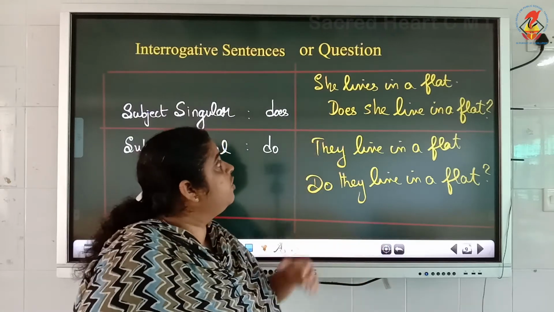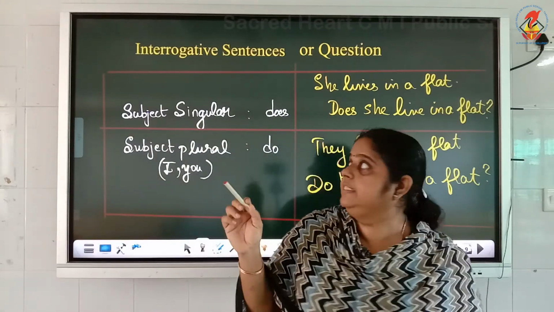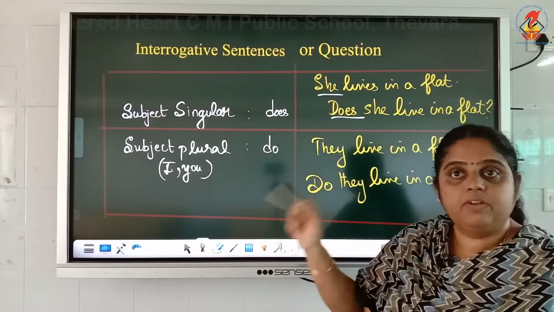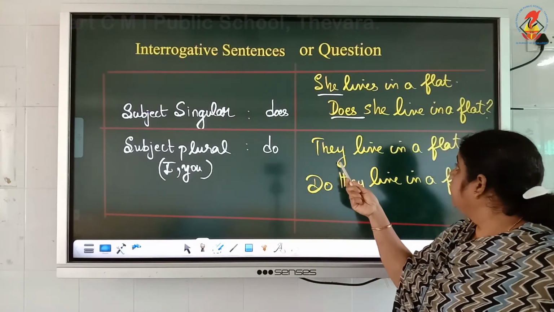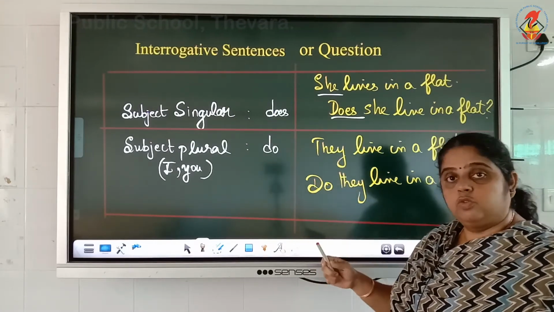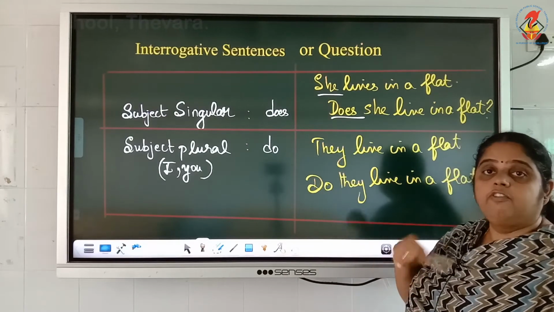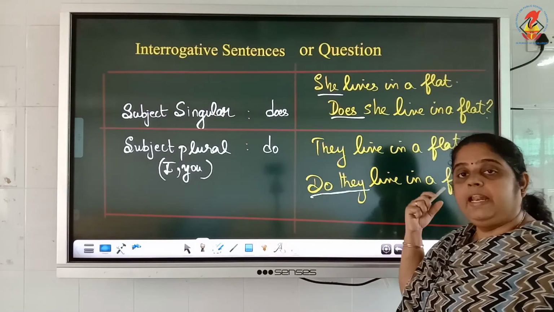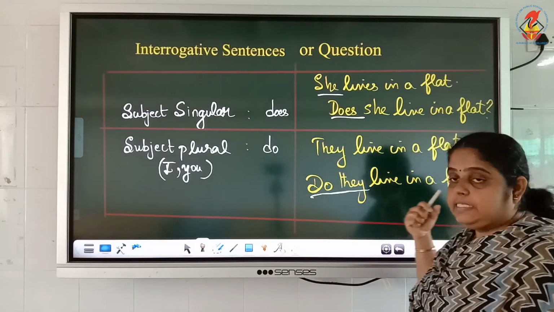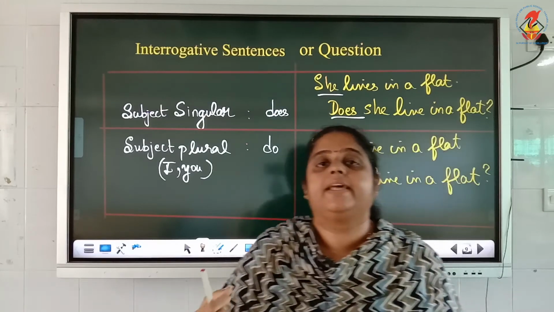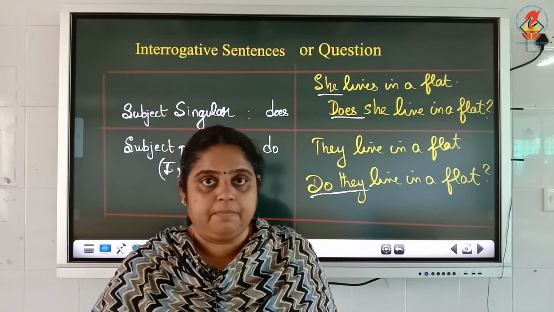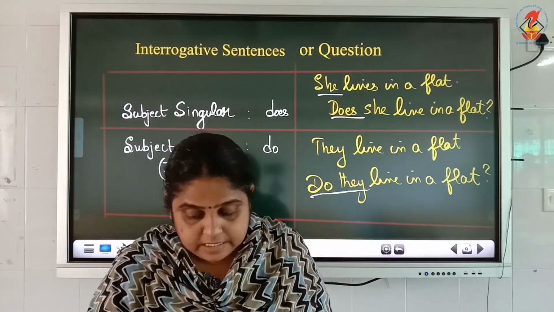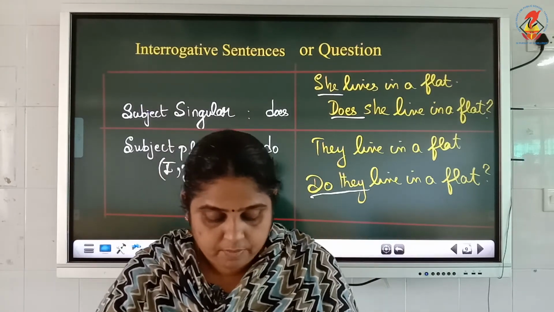If the subject is singular, she is singular, isn't it? So, we use does. Does she live in a flat? Then, next one, it's plural, we have to use do. They live in a flat. How will you change it into an interrogative sentence? Do they live in a flat? With a question mark. So, in every interrogative sentence, you have to put a question mark. Only this much you have to understand about it. Now, we will do the exercise, then it will be more clear to you.